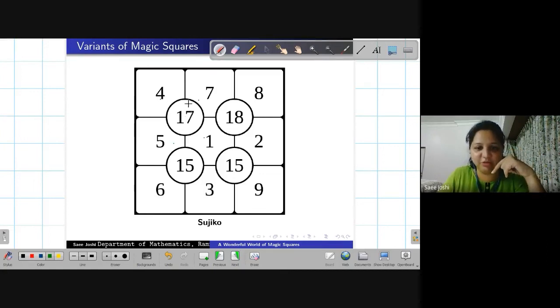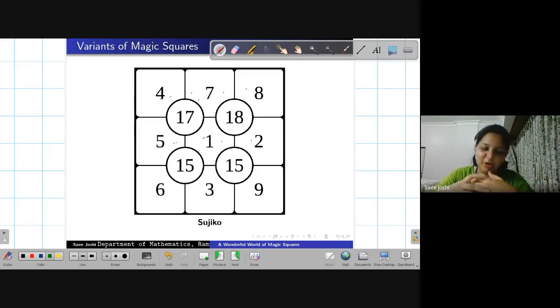Now, this is a filled Sujiko puzzle, obviously. In the puzzle, they remove the numbers here, and the only thing that is given is some numbers inside the grid and this summation. That means whatever numbers you fill in these four grids, those should sum up to 17. Similarly, whatever numbers you fill up in these grids, those should sum up to 18, and so on. So this is Sujiko. This was generated by a Korean person in 2010. So this is quite recent.